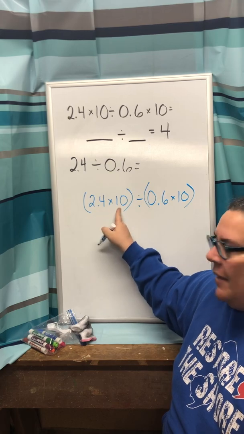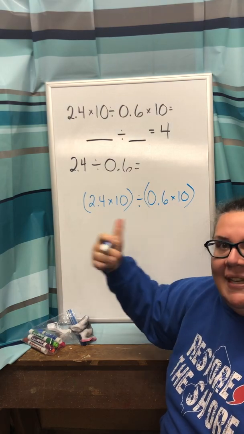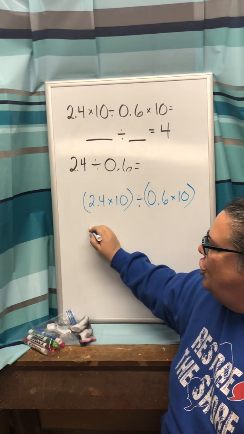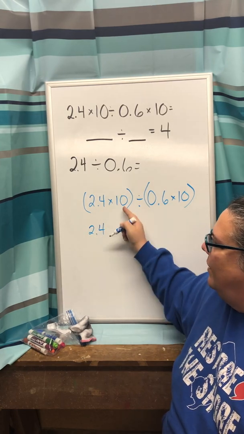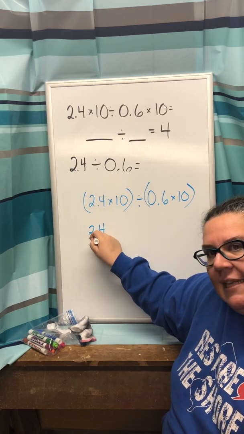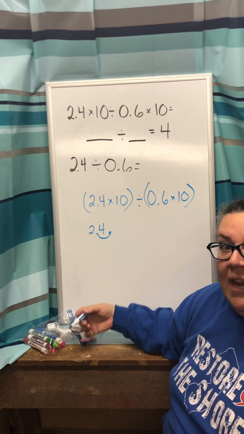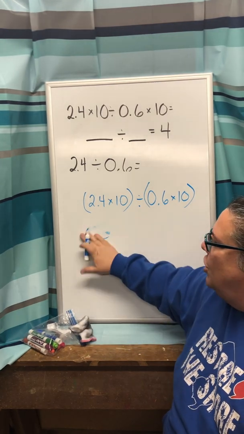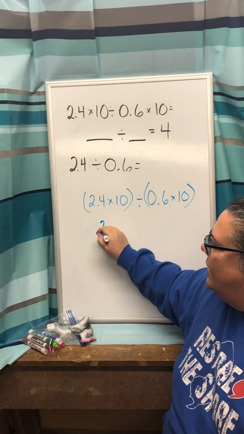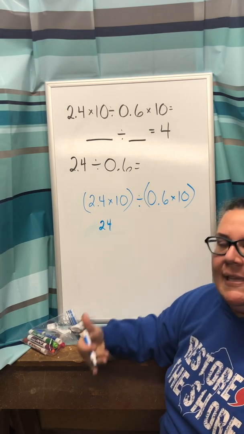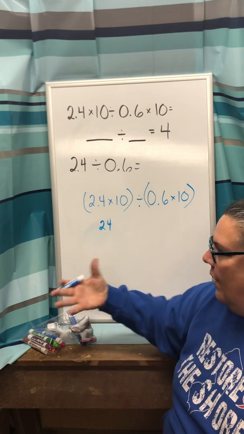So I know if I'm multiplying by 10, my number is actually going to get larger. So if I have 2.4 and I'm multiplying by 10, I'm going to take that decimal point and move it one place to the right, and I end up getting 24. So whole number 24. That's going to be my dividend. That's the number that I'm starting with for this problem.